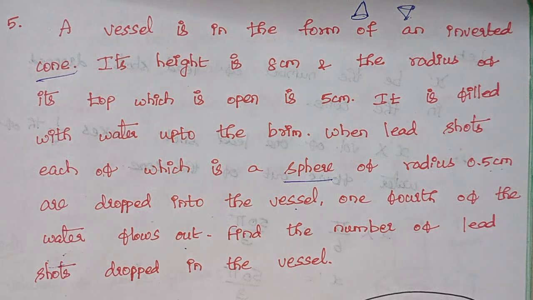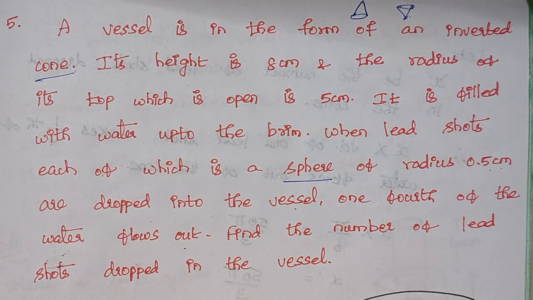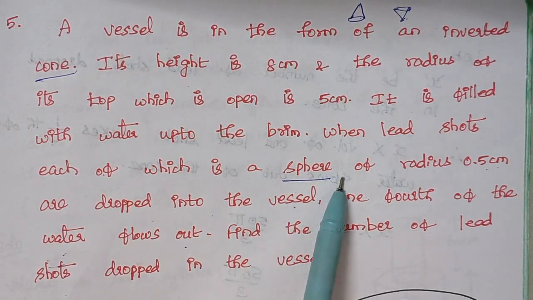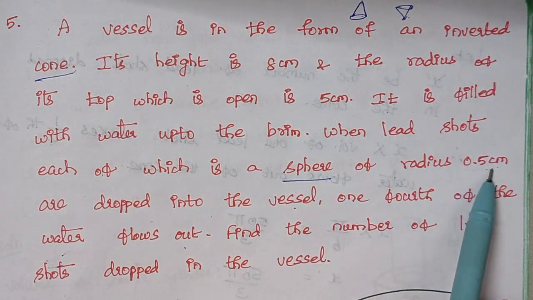So initially the cone is completely filled with water. Now by dropping some spheres into it, 1/4 of the water flows out of the cone. And now we have to find how many lead shots are dropped into it. Right. And again, they are clearly given, you see. The lead shots are in the shape of a sphere whose radius is 0.5.